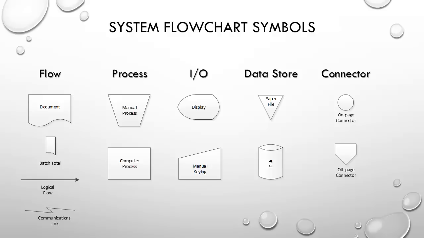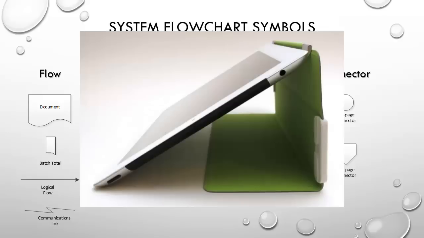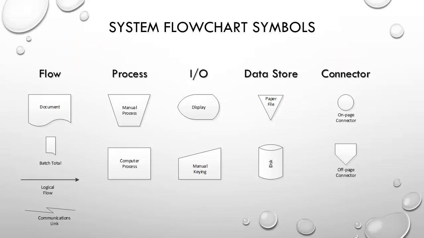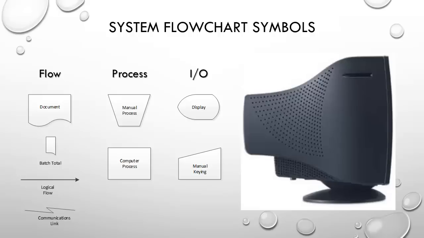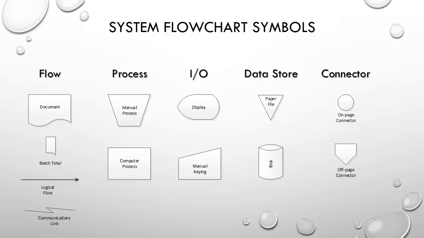The manual keying symbol, I call it the keyboard symbol, represents how humans type data into the computer. It reminds me of an iPad with its cover folded back behind it. They have the same shape. Now the display symbol looks like the old tube monitors back before flat screens. So hopefully you still remember those, and it's just how the computer displays information to the user.